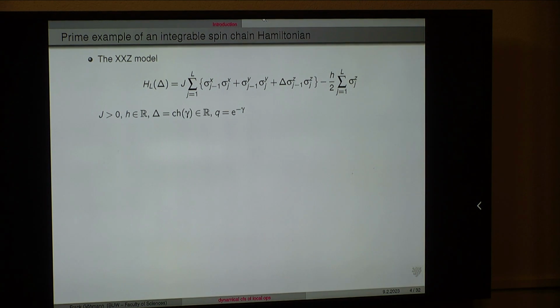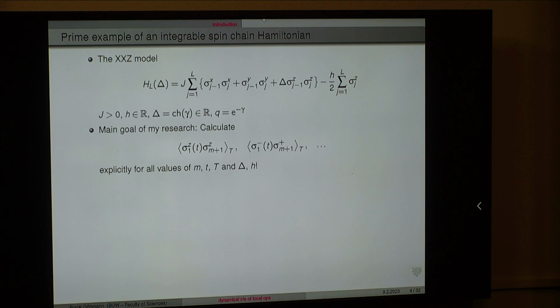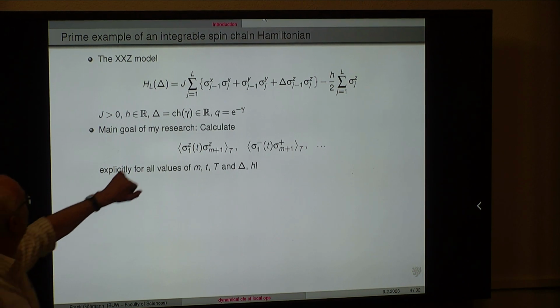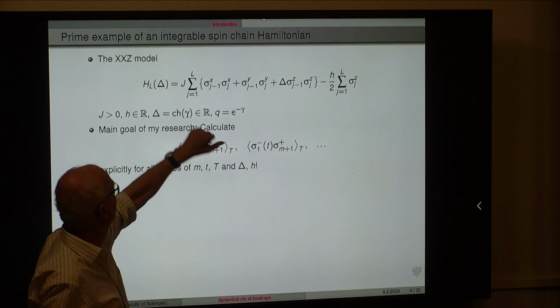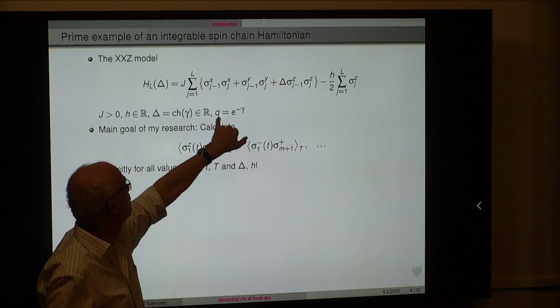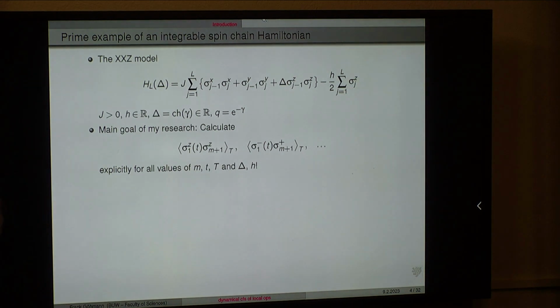Okay. So I will be talking about integrable spin chains, and first I'll give you some general results, but when it comes to concrete calculation, I will refer to the XXZ Hamiltonian, which I don't have to introduce here. It's just for the notation. I'm using the parameterization that delta is cosh of gamma, and q, which also often appears as e to the minus gamma.